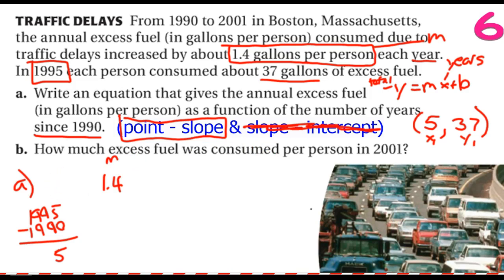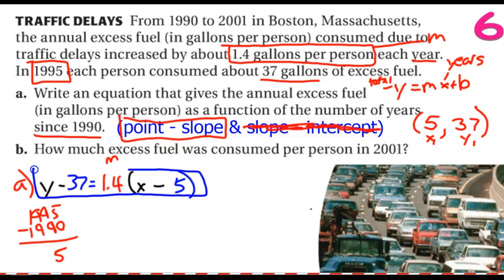So if we write this then in our equation, we'll have y minus our y1, which we said was 37, equals 1.4 times x minus our x1, which we said was 5. So this is our equation in point-slope form.